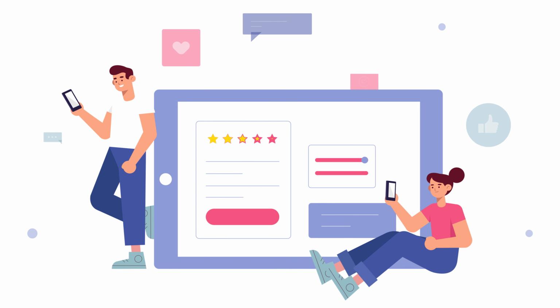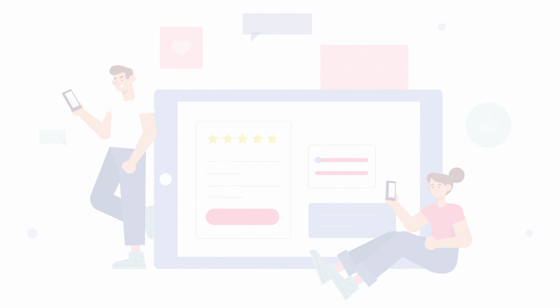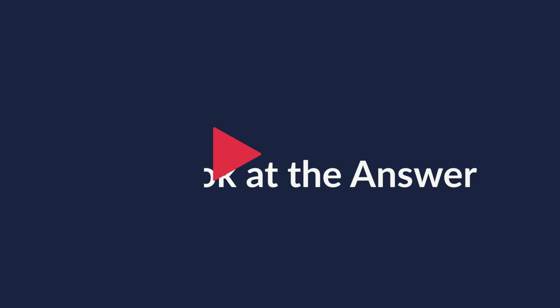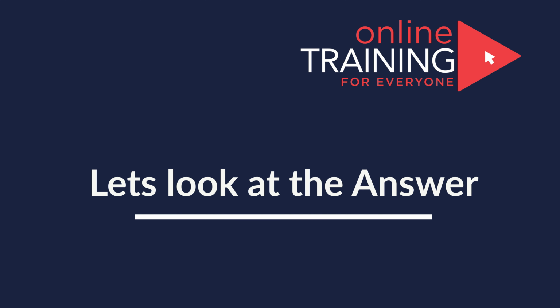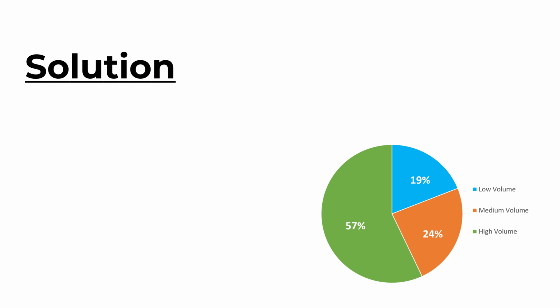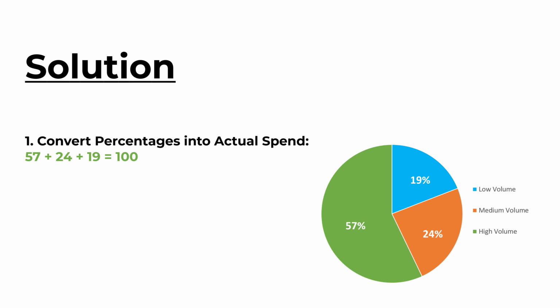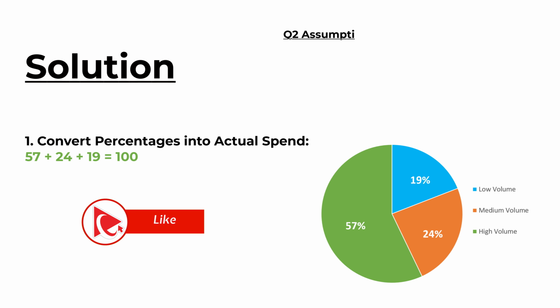And obviously, if you see a better way of solving this challenge, please make sure to share in comments. One of the easiest ways to solve it is to correlate percentage spending to the actual numbers. For example, we have 57%, 24%, and 19%. We can do the math and create an equation of 57 plus 24 plus 19 would be equal 100.